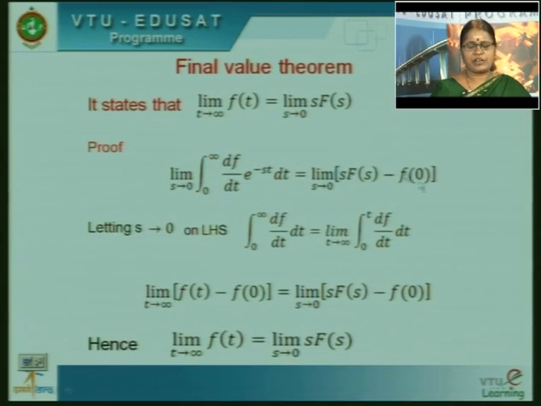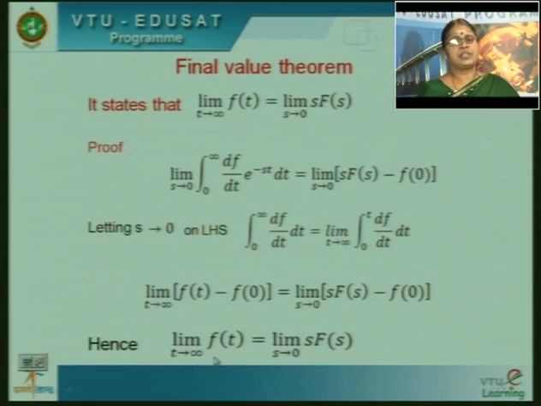On the right hand side, we have the equation limit s tending to 0 s into F of s minus f of 0. In this integral, the term f of 0 is independent of the limit t, and similarly on this side we have a term f of 0 again, which is independent of the variable s. So, this can be split into two terms. One is limit t tending to infinity f of t minus f of 0, another one is limit s tending to 0 s into F of s minus f of 0. Since f of 0 is on both sides of the equation, we can cancel it out. So, we can write limit t tending to infinity f of t is equal to limit s tending to 0 s into F of s. So, we have proved the final value theorem.